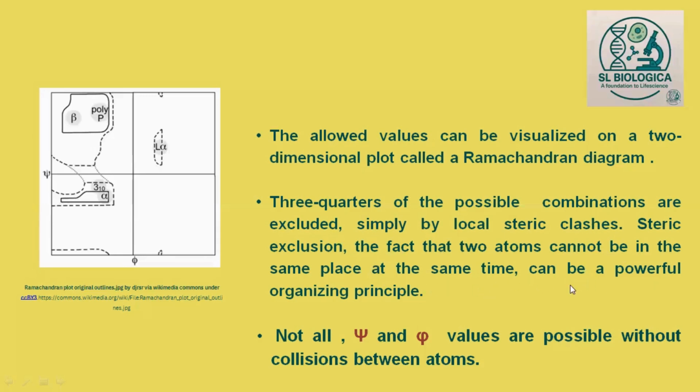Steric exclusion, the fact that two atoms cannot be in the same place at the same time, can be a powerful organizing principle. So based on steric repulsion and steric exclusion, the scientists represented these conformations of protein in this diagram, right? So not all psi and phi values are possible without collisions between atoms.